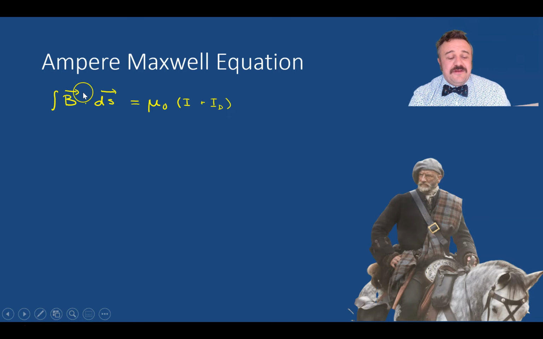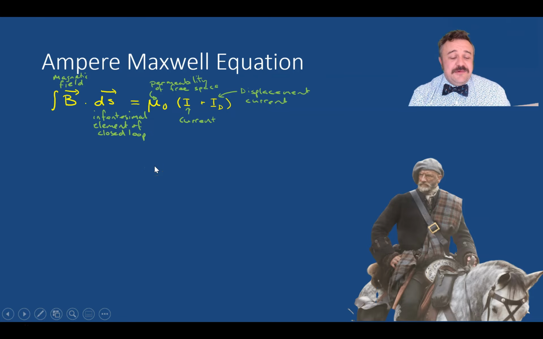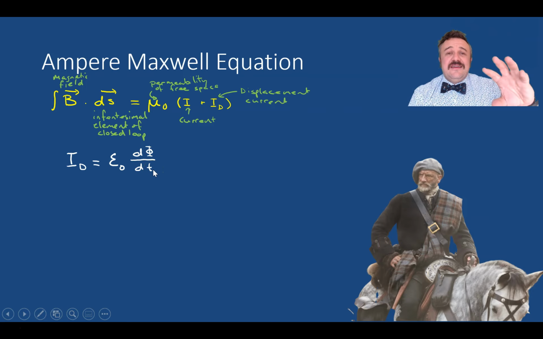So here we have the magnetic field and the infinitesimal element, I really like that word, of a closed loop is equal to the permeability of free space multiplied by the current plus the displacement current. Now, displacement current is not a real current, it's to do with the movement of the electromagnetic field, and the displacement current is equal to the permeability of free space multiplied by the permittivity of free space multiplied by the change in electric flux divided by the change in time.